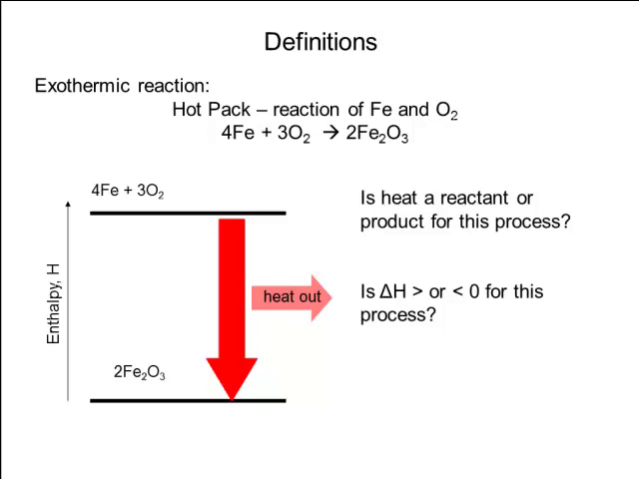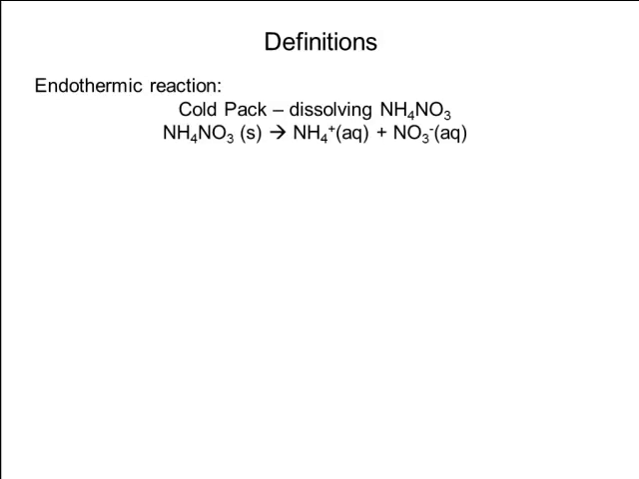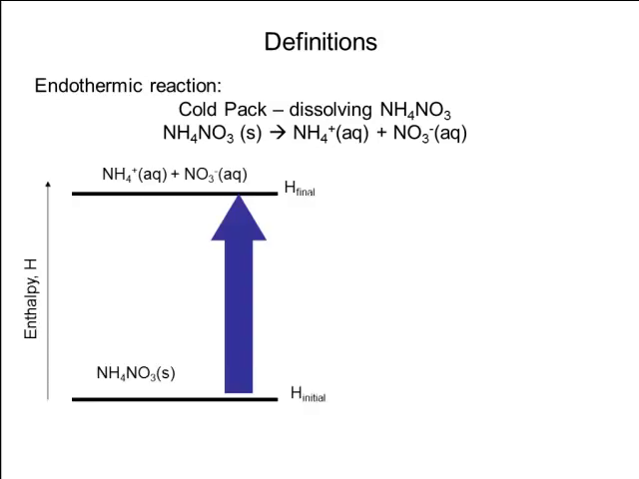Okay, if we look at the opposite of that, we can look at something called an endothermic reaction. So this could be a cold pack for dissolving ammonium nitrate. Now technically this isn't a chemical reaction, it's a process, but it's going to help us relate this idea to heat lost or gained. If I take ammonium nitrate solid and dissolve it into ammonium aqueous and nitrate aqueous, so if I look at a picture of this, my initial solid has a lower enthalpy than my ions dissolved in solution. So in this case, is heat going to be a reactant or a product for this process?